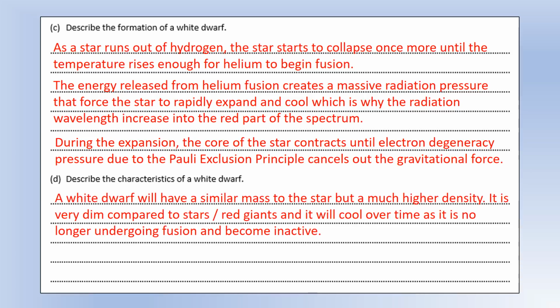So in terms of what a white dwarf looks like, it'll have a very similar mass to the original star, but because it's in a much smaller volume, it's going to have a much higher density. In terms of its luminosity, it will be very dim because there's no fusion happening on it anymore, and its temperature is going to decrease over time. So although it's initially quite hot, its temperature will decrease over time, and it will basically become inactive and not do very much, so it becomes quite boring.